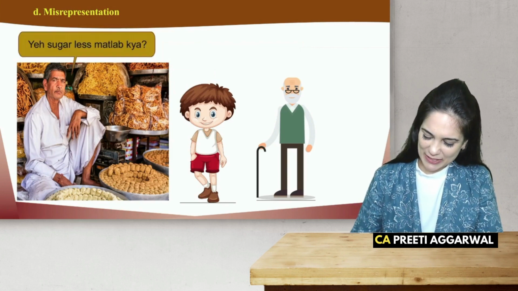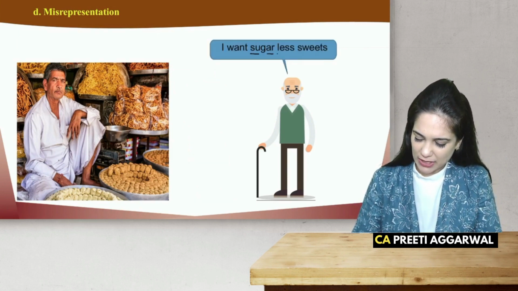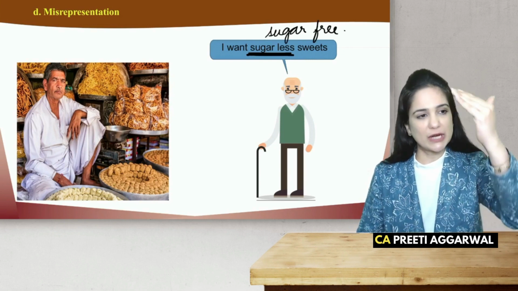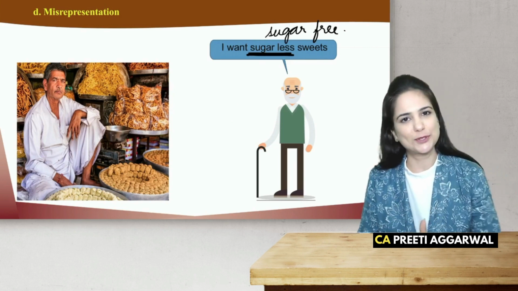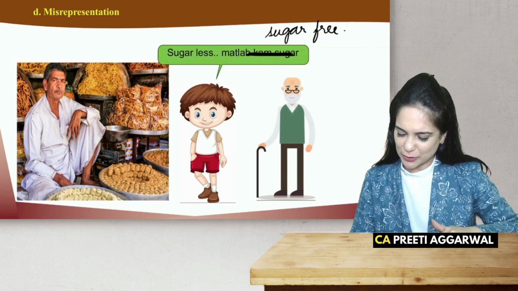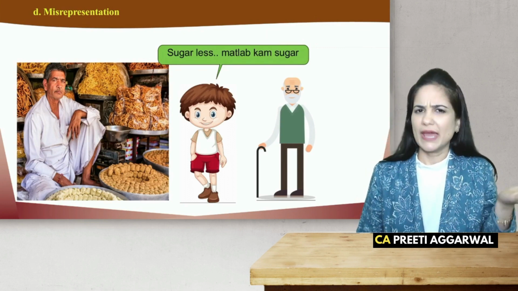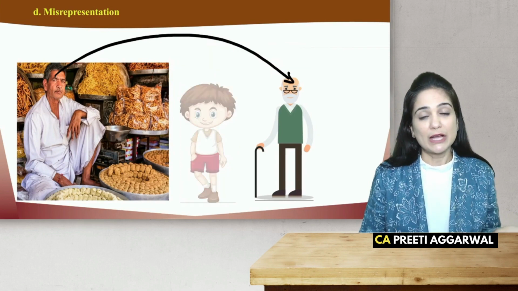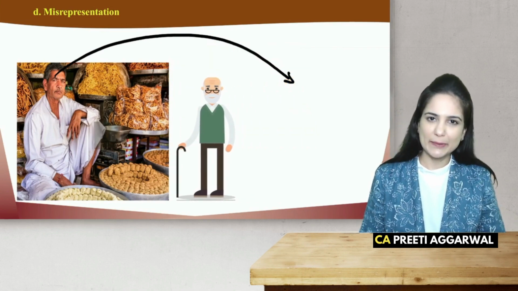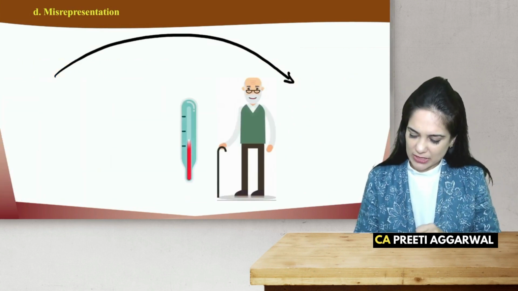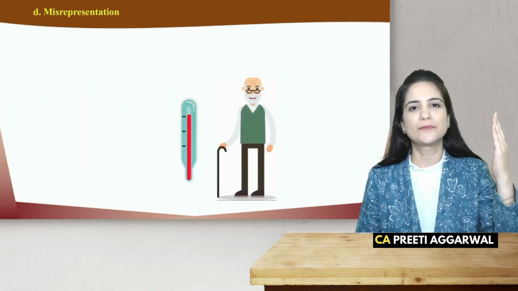So what did Mr. Y ask? He said, I want sugarless sweets. Now the actual meaning of sugarless is sugar free. But his helper thought sugarless sweets means sweets containing less sugar. So he told X that sugarless means sweets containing less sugar. So X gave sweets to Y which contained less sugar. Now Mr. Y had acute diabetes. He took the sweets, went home, consumed the sweets and his diabetes shot up.